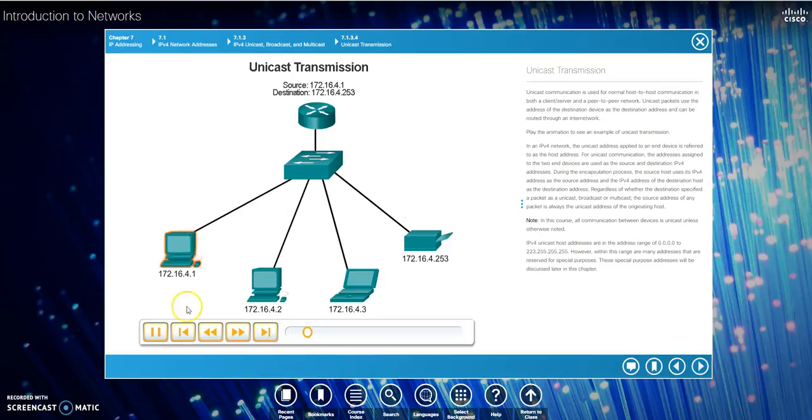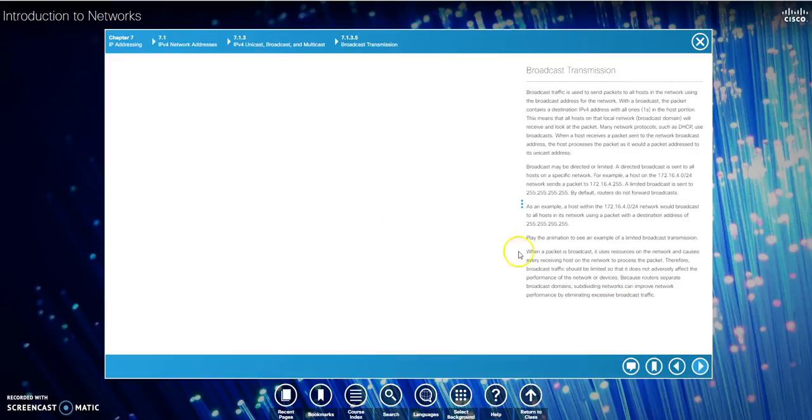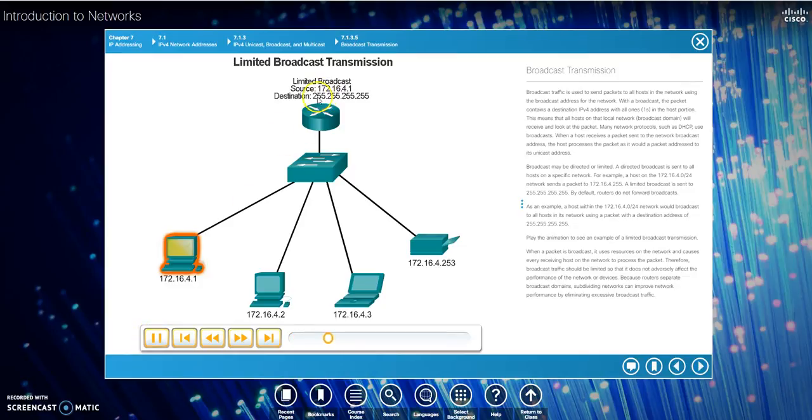So, for example, source and destination go there, and it goes to a specific IP address. Broadcast, 255. Everything is 255 for this example. It should be the last in that network group.